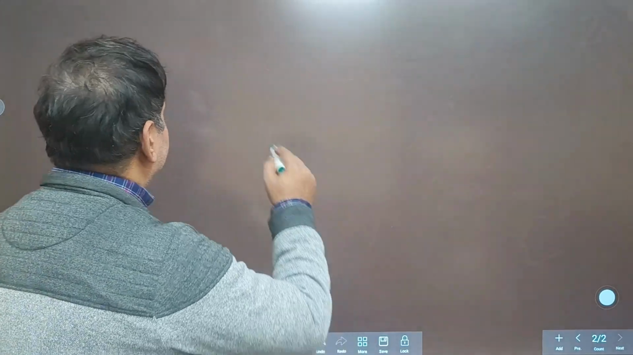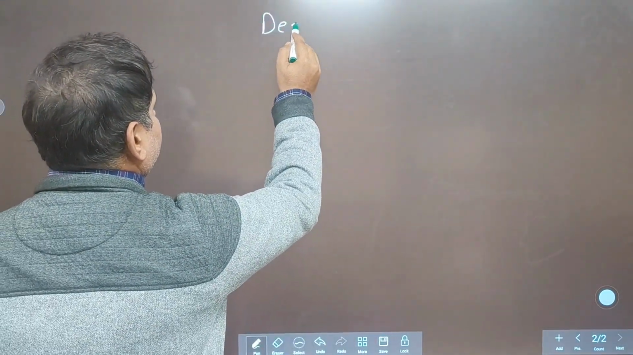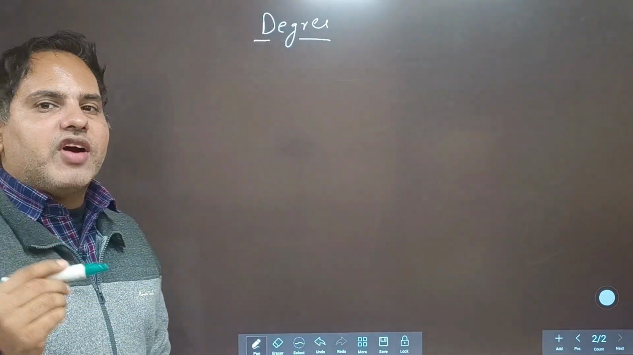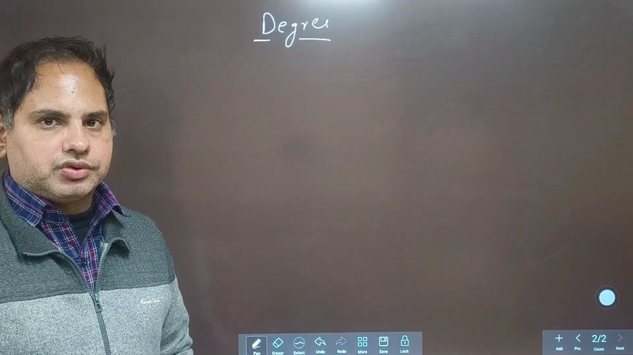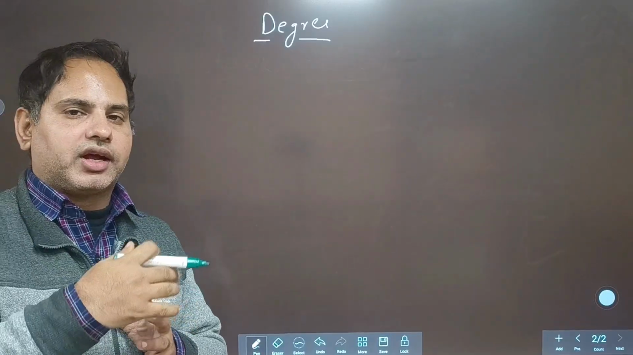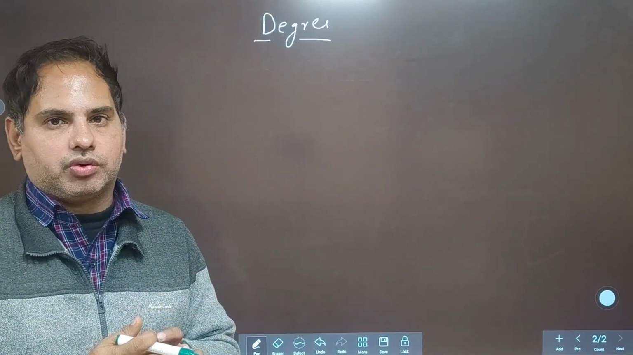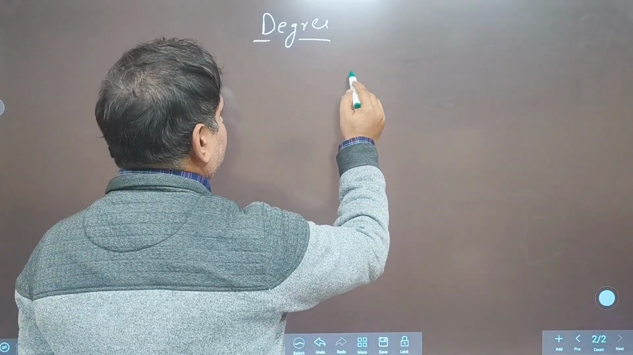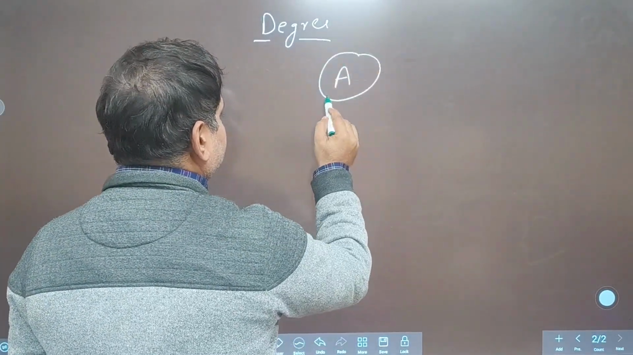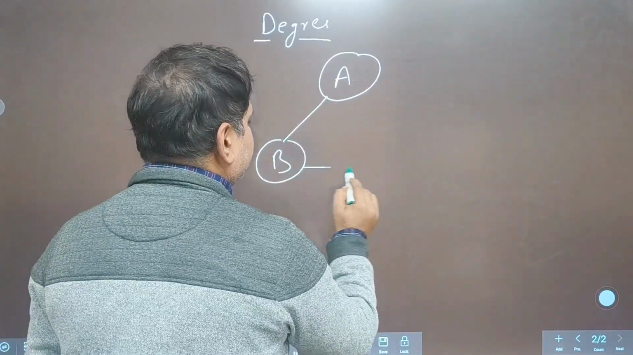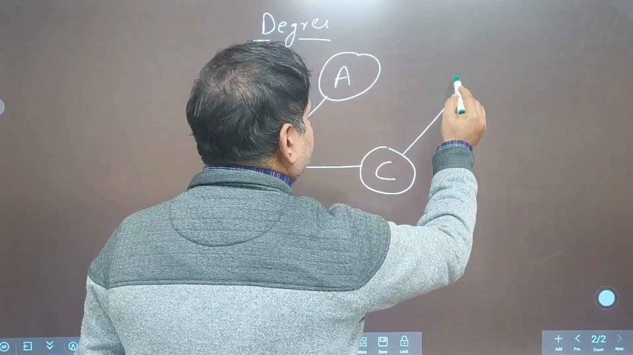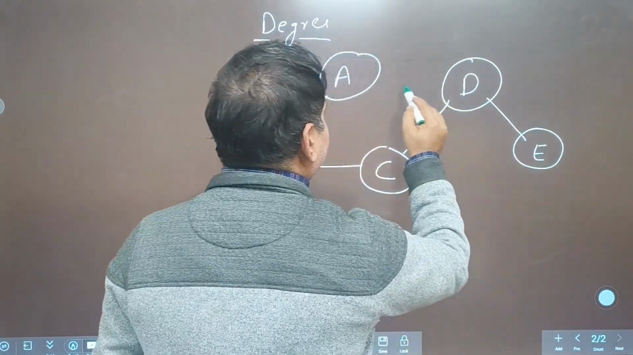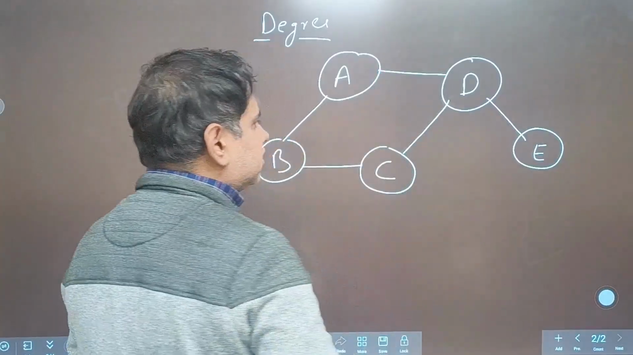When we talk about a network, degree is the number of edges connected to a node. So how many edges are connected with the node, that is the degree of that particular node. For example, if I draw a small, simple network, this is A, B, C, then there is D and E, and they are connected with each other.